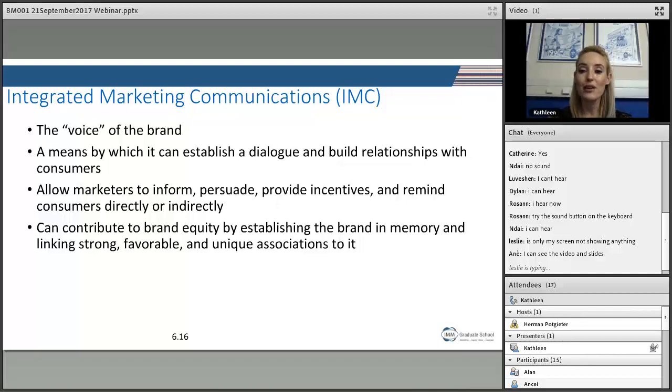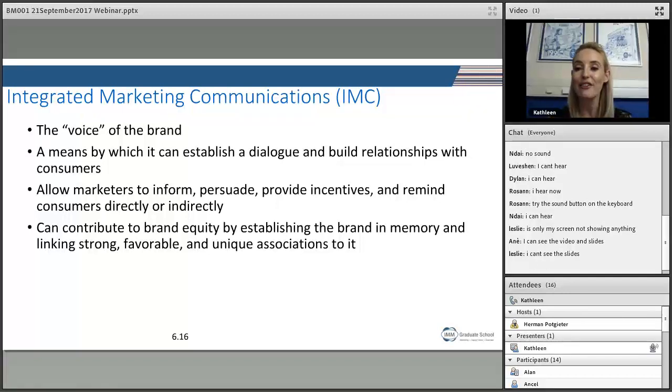So we've looked at all of the different options that we have available. Now we need to look at integrating those options. So we said we are looking for synergy. So we want everything working together, and we want each element to enhance and support the other elements that we are using. And our integrated marketing communications, or IMC, are the voice of our brand.